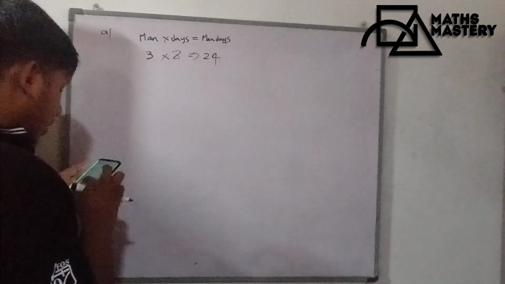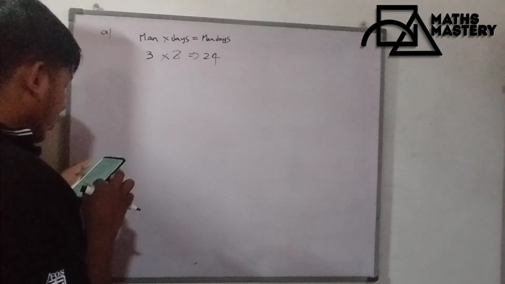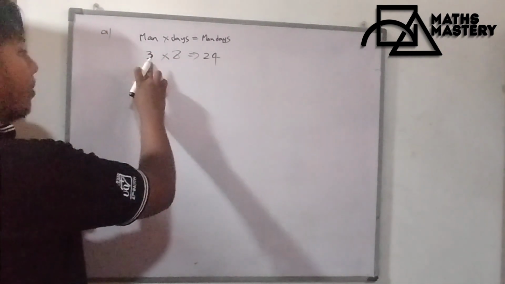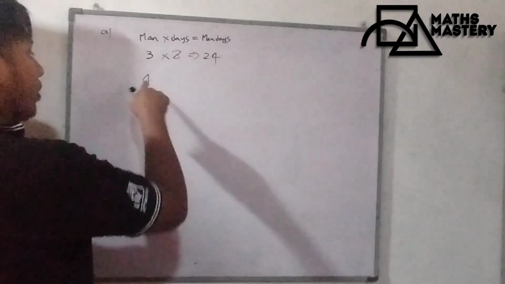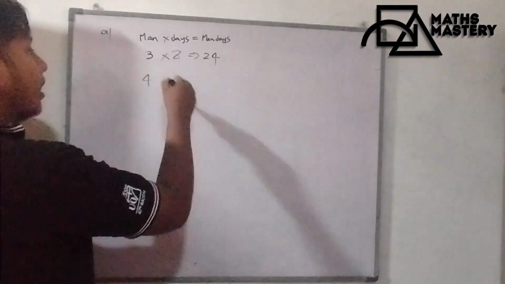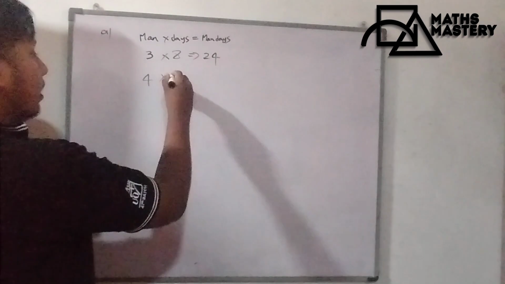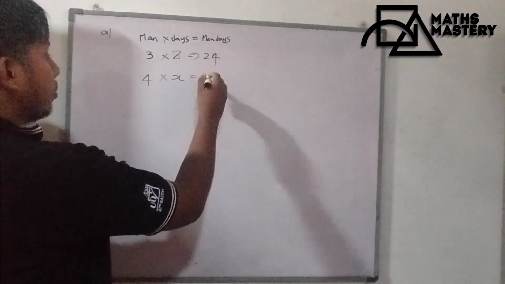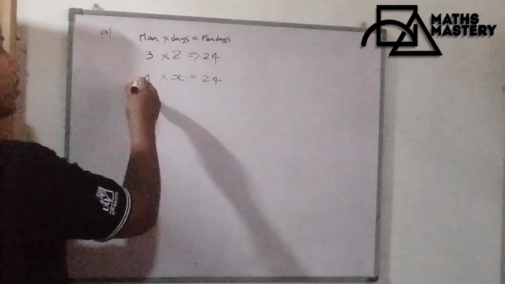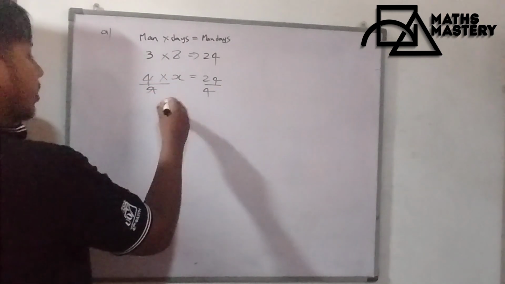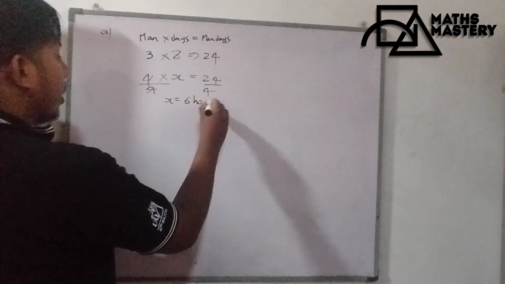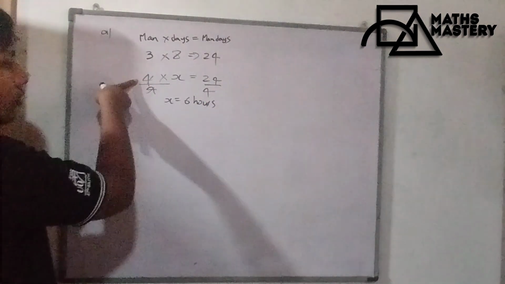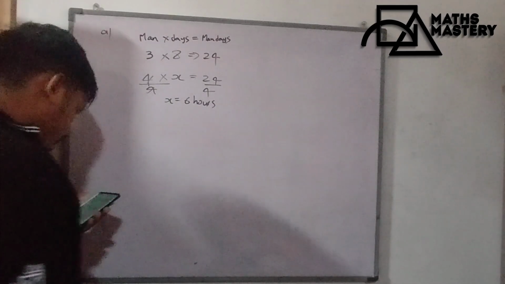But in this case, they are asking to find the number of hours taken by 4 machines to complete the same task. Instead of the 3 machines, they are using 4 machines. So they are asking in how many hours will this work be done. Instead of days, you put x because you don't know the hour quantity, which is equal to 24, the man days. So you divide by 4, so x is equal to 6. Normally if you use 3 machines, it takes 8 hours, but if you use 4 machines, you can finish that task within 6 hours. So that is the answer.